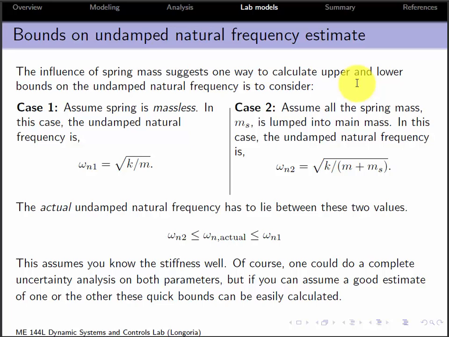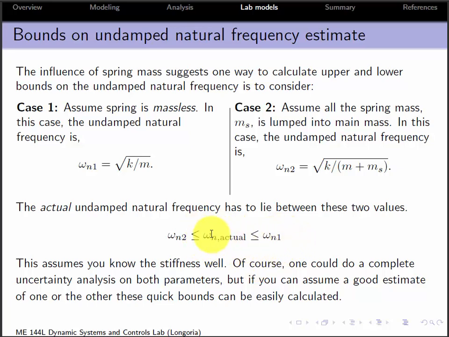Say you consider the case where the spring is massless, which is the way we normally approach it. Then we can get one estimate of natural frequency. The alternative is to say that whatever spring I have, I'm going to take its full mass, add that to the main mass, and now I'm going to get another estimate of natural frequency. This natural frequency is going to be lower than this one. So when I think of the bounds, this one is much lower than that one, and in between is the actual, right?